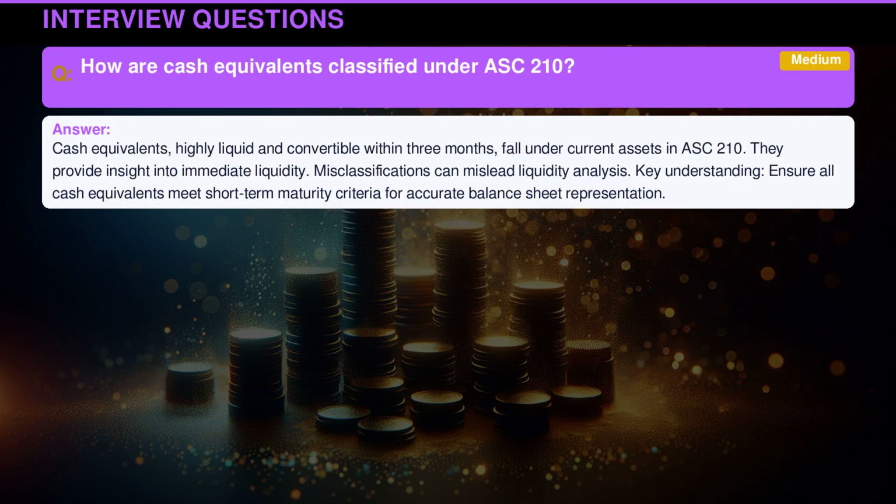Cash equivalents, highly liquid and convertible within 3 months, fall under current assets in ASC 210. They provide insight into immediate liquidity. Misclassifications can mislead liquidity analysis. Key understanding: ensure all cash equivalents meet short-term maturity criteria for accurate balance sheet representation.